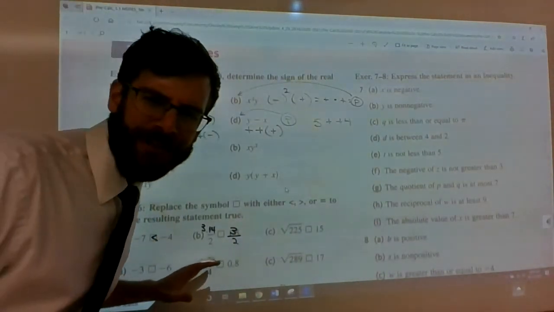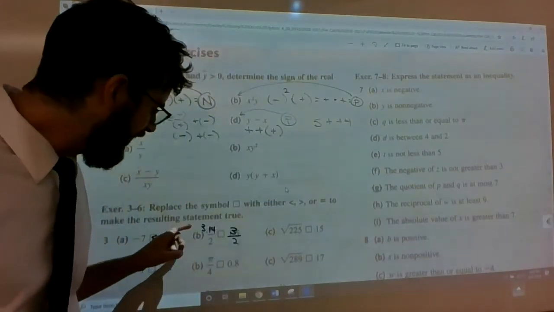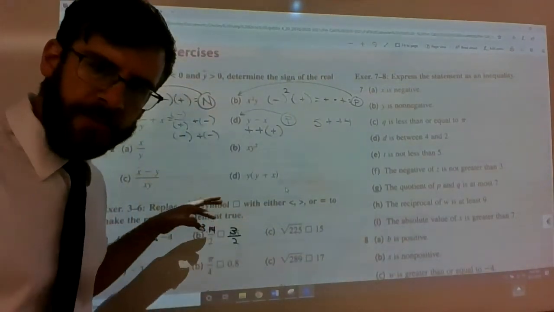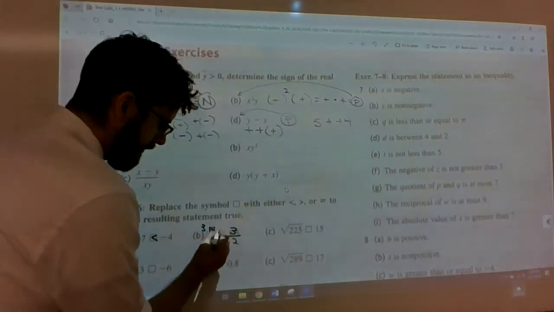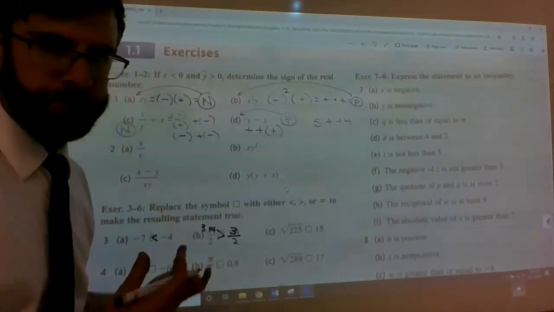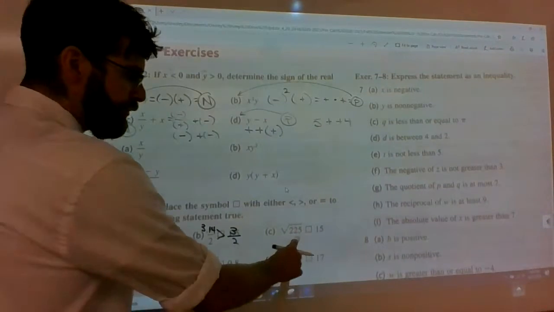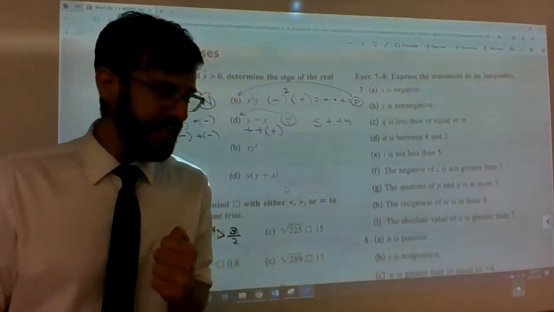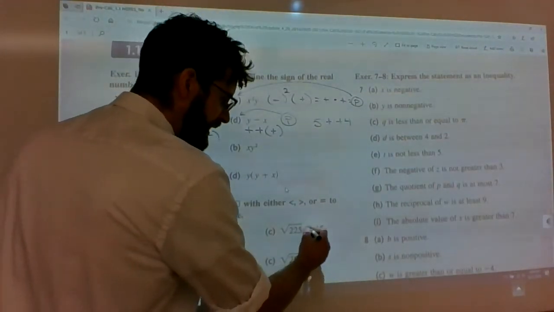Sorry, the video's kind of muddy, but I think you can see if the denominators are the same, the tops can easily be compared. There's where the 3.14 goes. Root 225 is exactly 15. The square root of 225 equals 15.